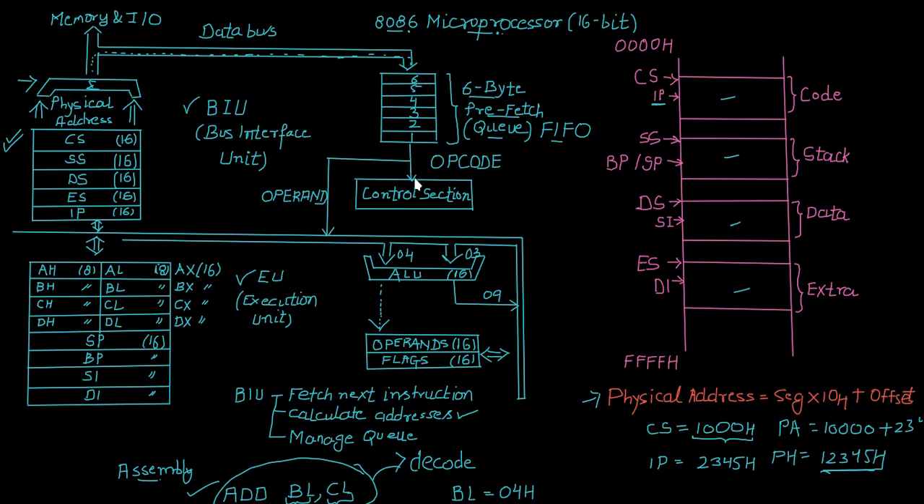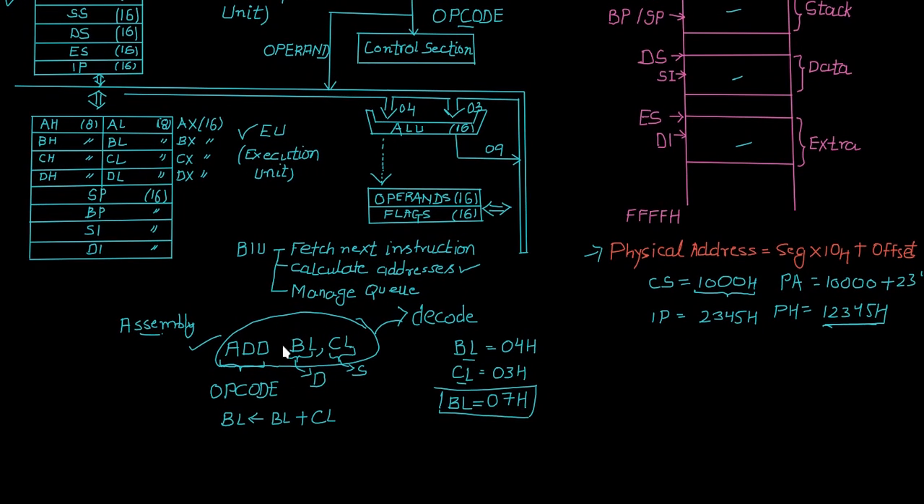It will pass it to the control section, which will determine the opcode. Opcode is the operation code which specifies what operation the instruction is going to perform, and it is basically in the assembly language. So once it is calculated, it will pass the operand. Let me show you what an operand is. In this instruction, you can see here add BL CL. This is known as the operand.